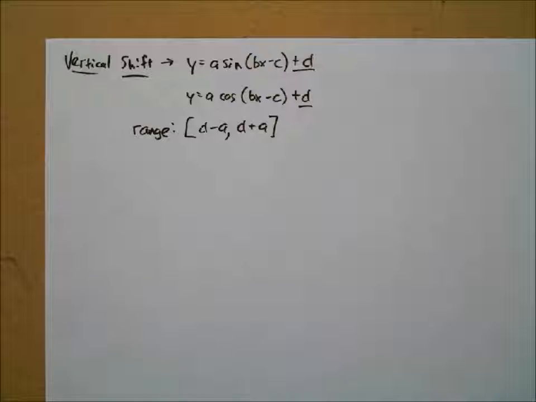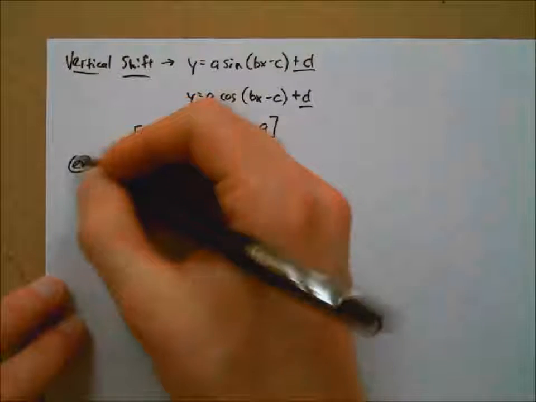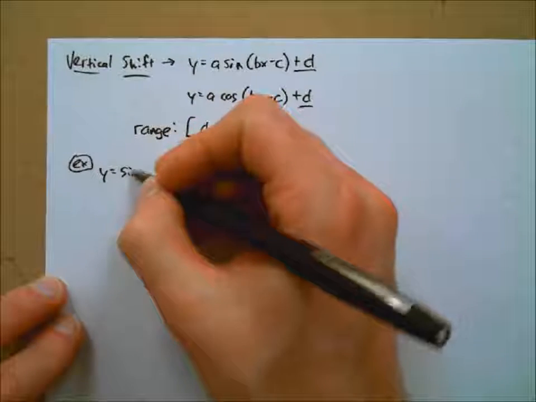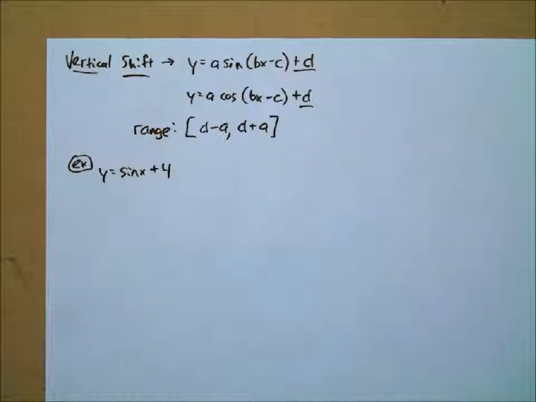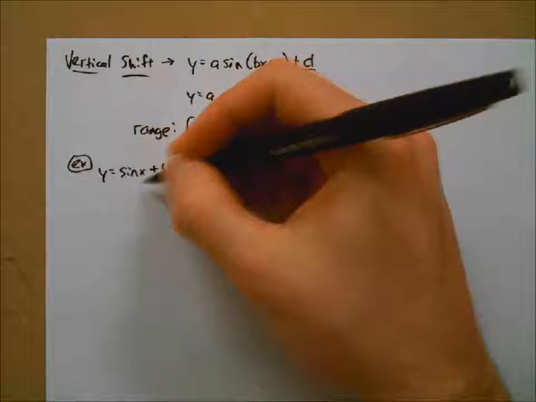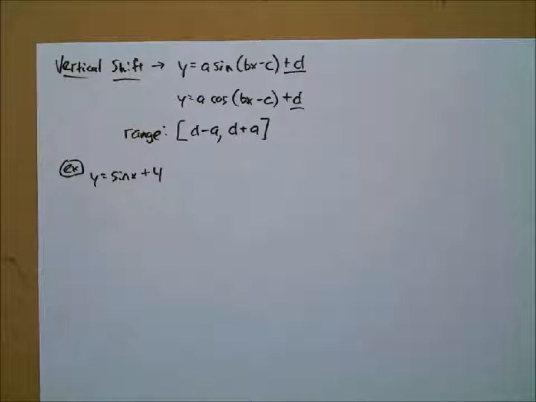All right, so let's see this in action, and again, we'll do a basic one. Sine of x plus 4. Now, this plus 4 is not inside the sine function. If the plus 4 were inside the sine function, what additional symbols would you see? Parentheses, right? You have to have parentheses around the quantity x plus 4 in order for it to be inside the sine function. So this is sine of x, plus 4 on the outside.